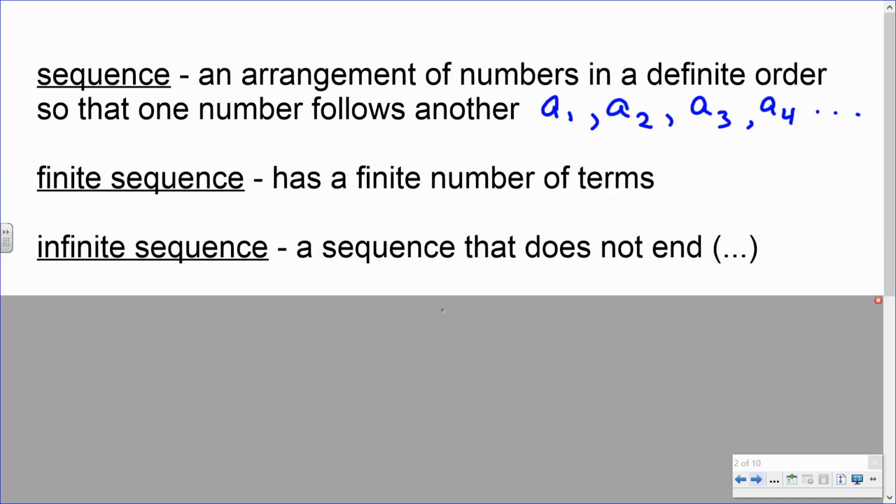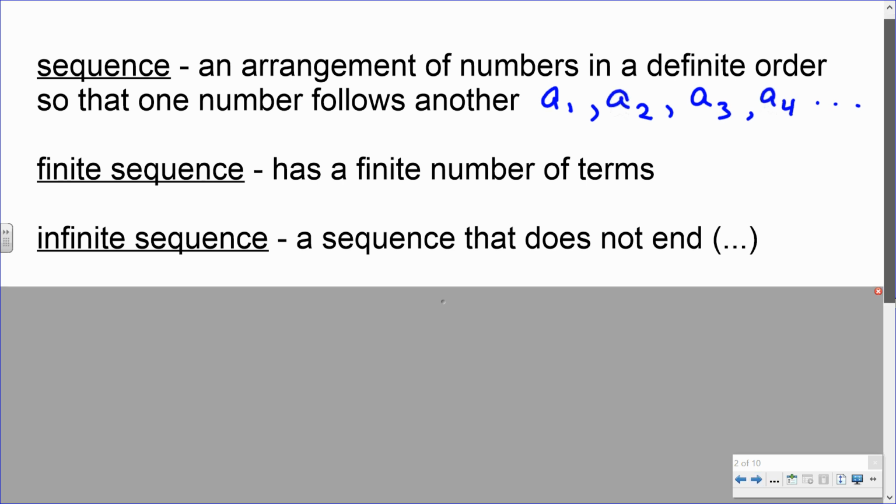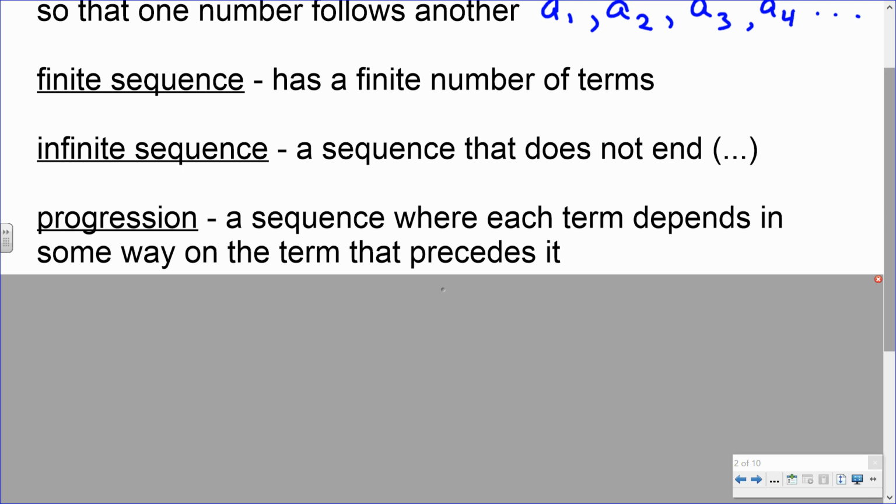As I was mentioning before, it can stop or it can keep going forever. Finite if it comes to an end. Infinite if it has the 3 dots and keeps going forever and ever. Progression means there is a particular kind of pattern to these. You're going to take a term and do something to it to get the next term. Whatever you did, you're going to do the same thing to the next term to get the one after that. And you're going to follow that same pattern forever and ever.